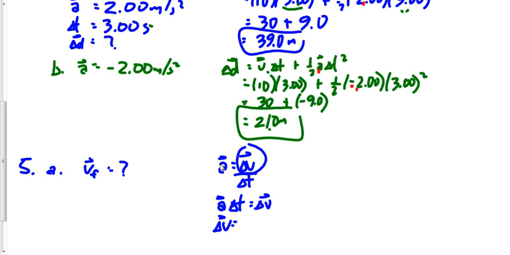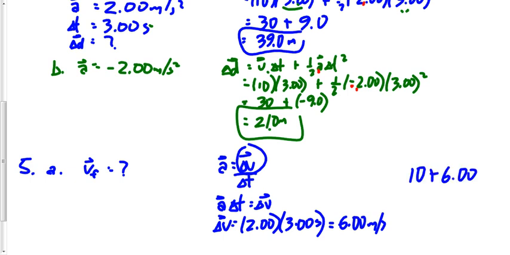A is, what is it, 2.00, times a time of 3.00 seconds. So my delta V is 6.00 meters per second. Is that my final answer here? No, I'm looking for final velocity, right? I didn't solve for final, I solved for change. If I started at 10 and my change was 6, then what's my final? 10 plus 6 is 16. Does that make sense?